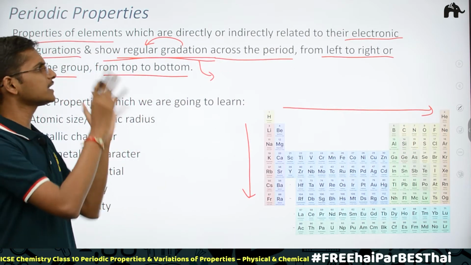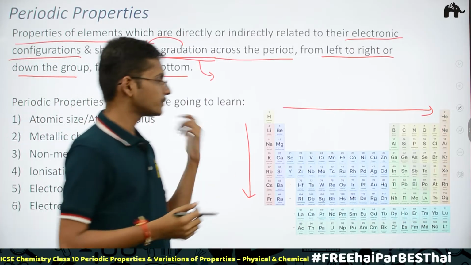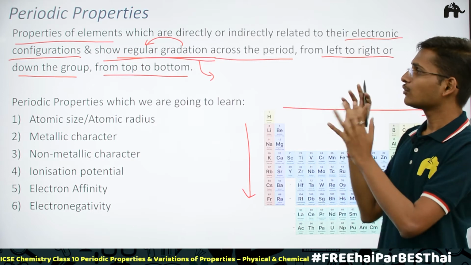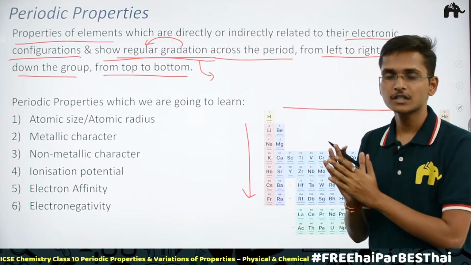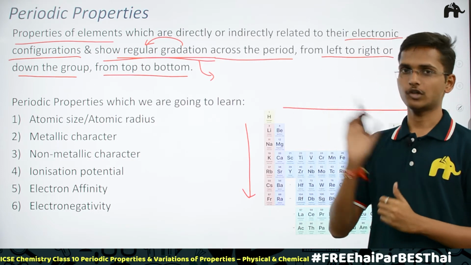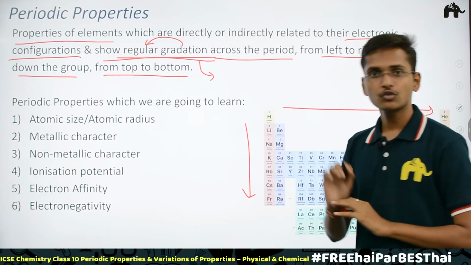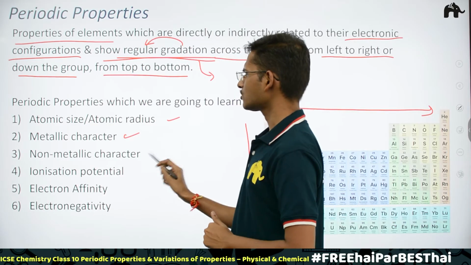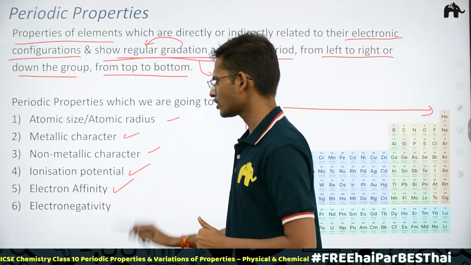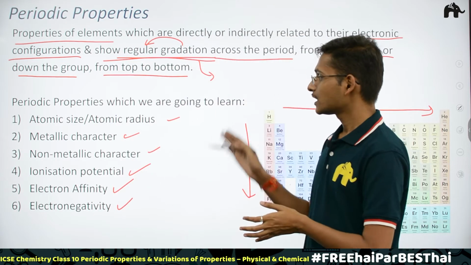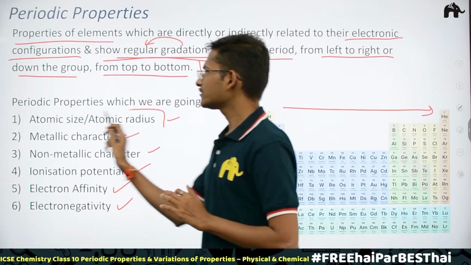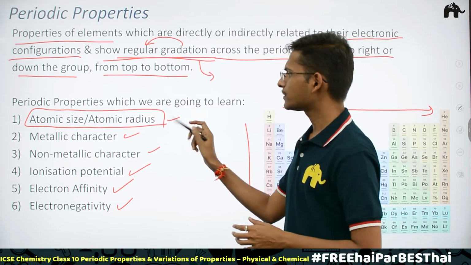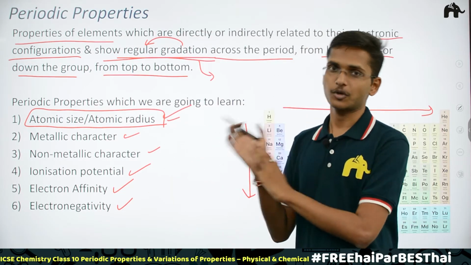Now you would clearly understand this definition once we start studying the periodic properties, and I definitely know that by the end you would figure out what the definition means. In this entire course we are going to study the 6 periodic properties, which are atomic radius, metallic character, non-metallic character, ionization potential, electron affinity, and electronegativity. You have to very carefully pay attention to the first periodic property, because the rest all depend on it.